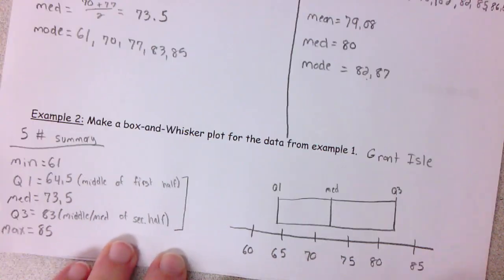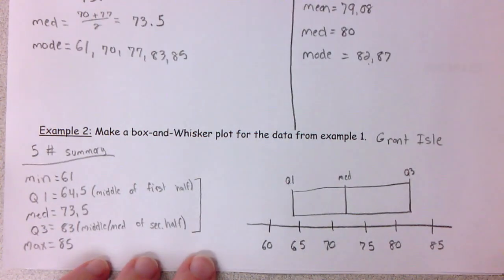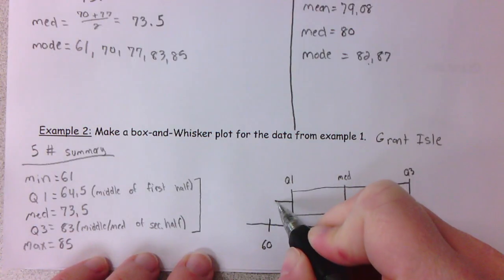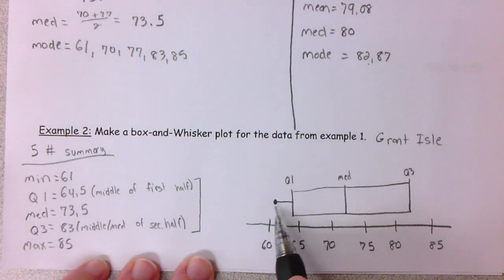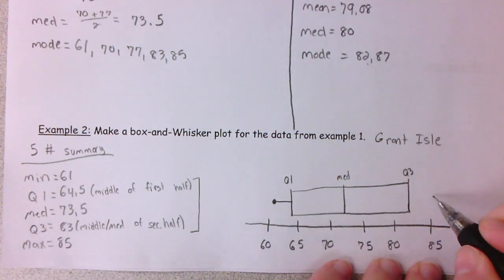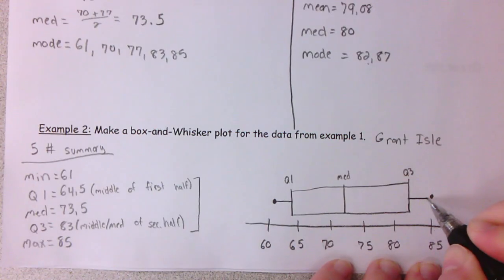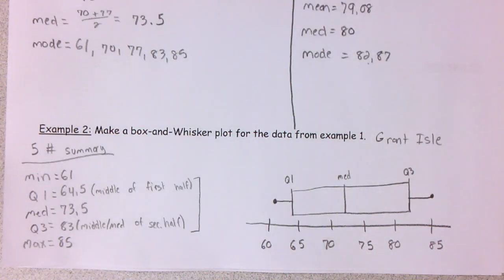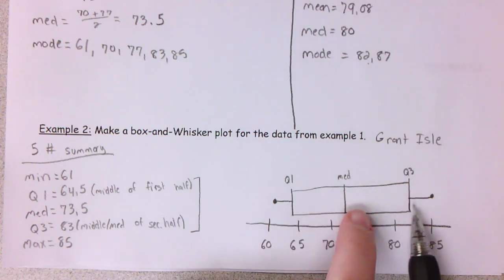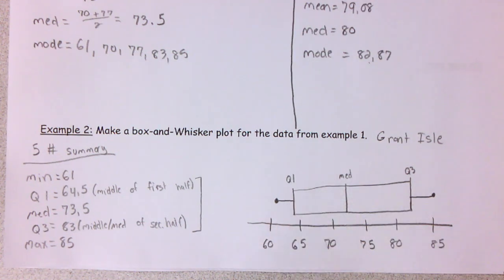Okay, and then the whiskers would be the min and the max. So min is 61, and we usually just draw a dot or a star, whatever you want. And then 85. Draw that whisker out there. Okay, so you can see this data is kind of nice and evenly spread. The size of the box on both sides is kind of the same, and these whiskers don't go out too far.